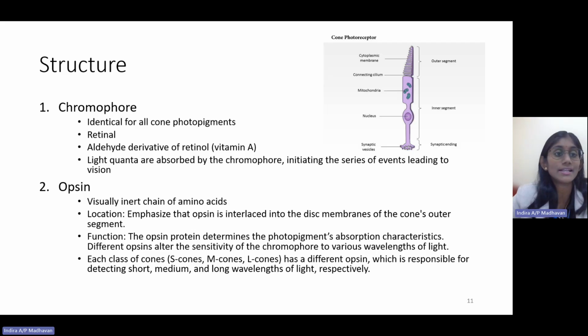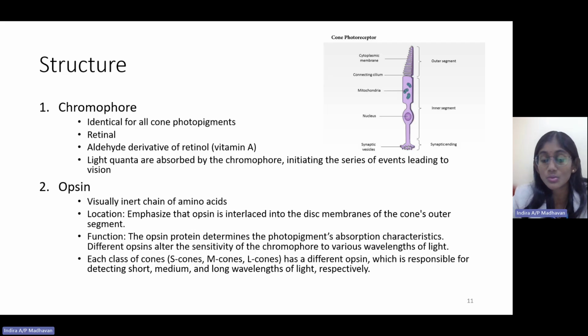The chromophore is identical for all cone photopigments. The red, green, and blue cones, or the long, medium, and short wavelength sensitive cones, all have the same chromophore. They are not different from one another. They all have the same structure in all the cones, and it is found in the retina. It is made up of an aldehyde derivative of retinol, which is actually vitamin A.